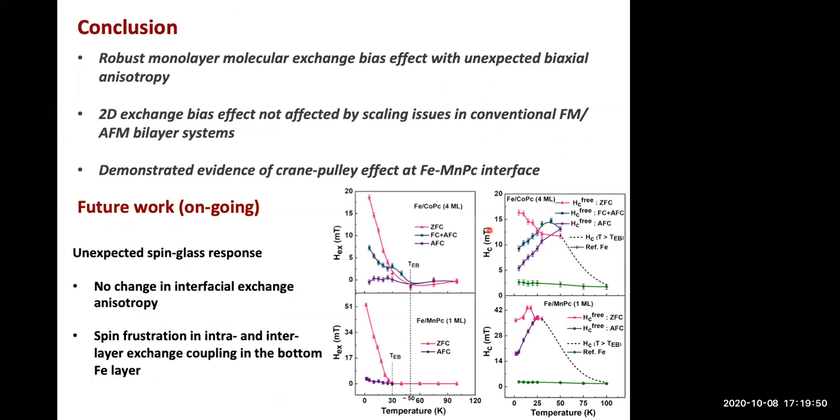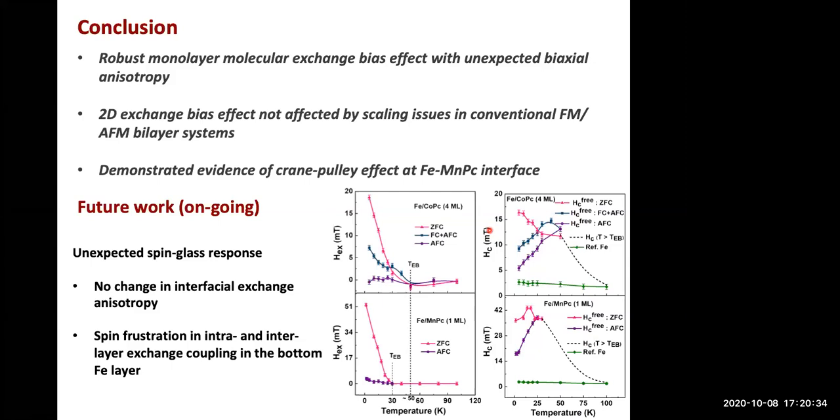What we have reported is a very robust exchange bias, and it's one of the most robust that has been reported so far in a molecular exchange bias system with a biaxial anisotropy. And since we're seeing this in a monolayer system where we don't need any antiferromagnet by itself, I call this a 2D exchange bias effect, where there are no scalability issues. This can help us in designing exchange bias systems at 2D levels. So that's one of the advantages of this work.